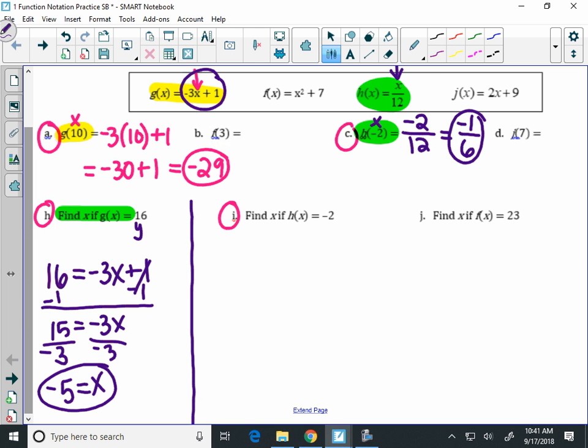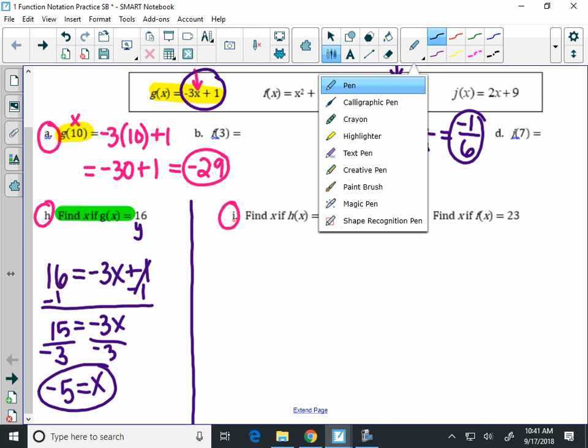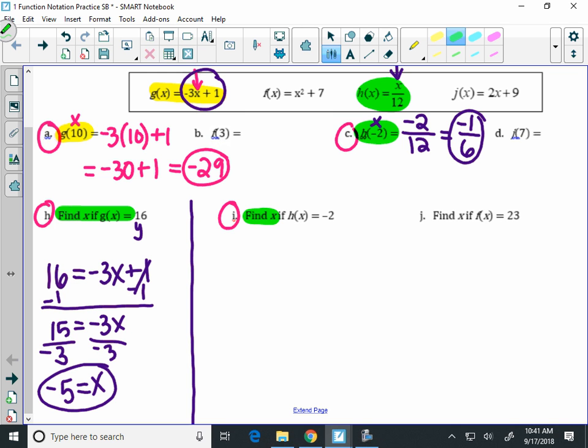Same idea here in I. We're again using the function of h. Find x when h of x is negative 2. Well, that negative 2, again, is not in the parentheses, so it's a y value. So you're going to take negative 2 and set it equal to the function of h, which is x over 12. In order to get x by itself, you just have to move the denominator from that fraction, which means you multiply both sides by 12, and you end up with negative 24 equals x.